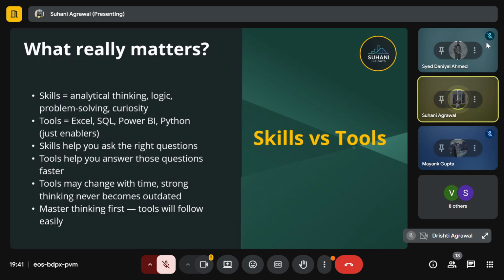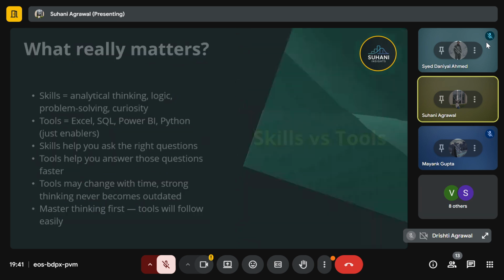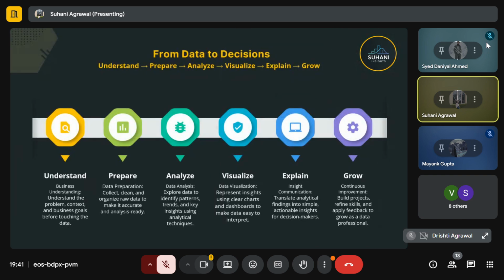So basically, to understand a problem we have to first think logically, then think about which tool we should use. Next, the main topic of our today's PPT is from data to decisions. This is what I follow for making a dashboard, from raw data to decisions.